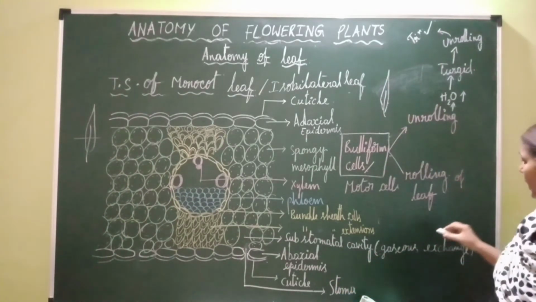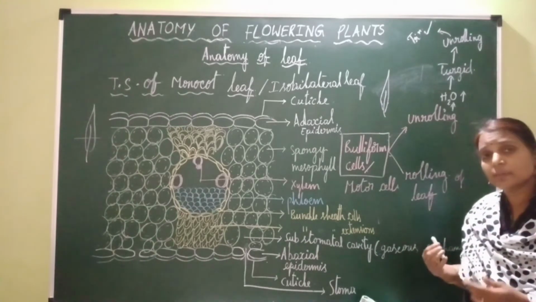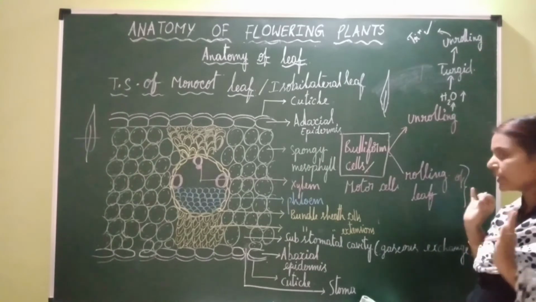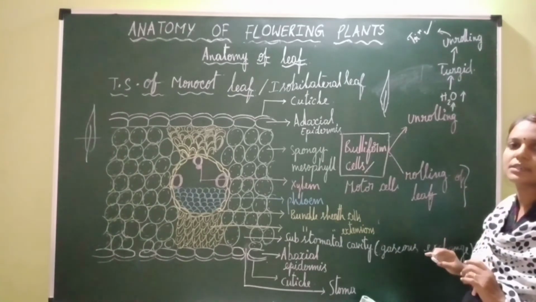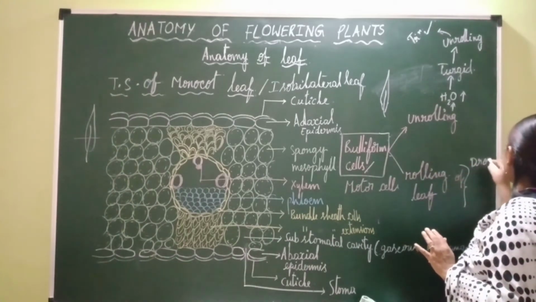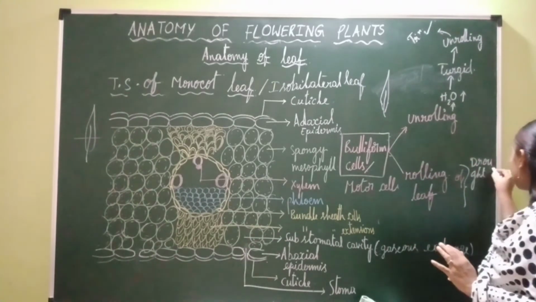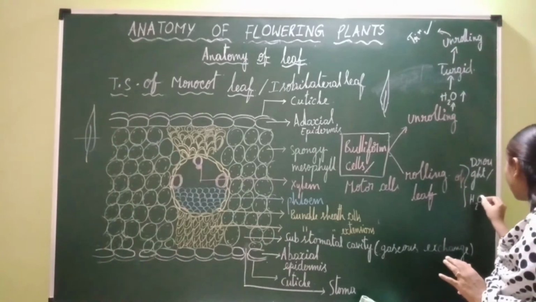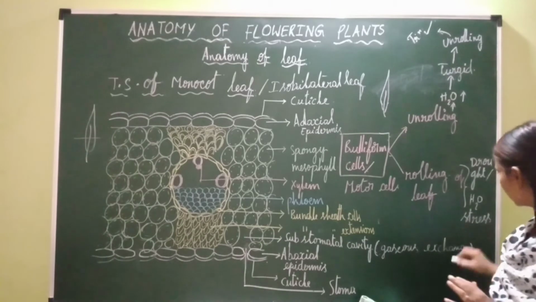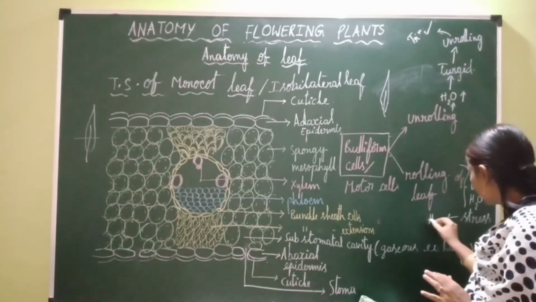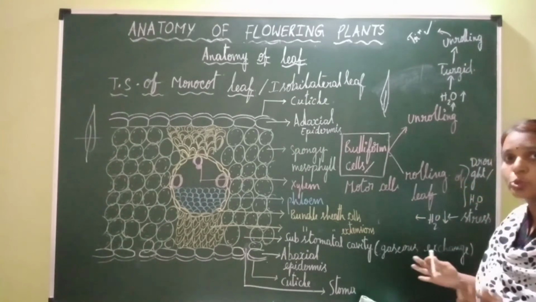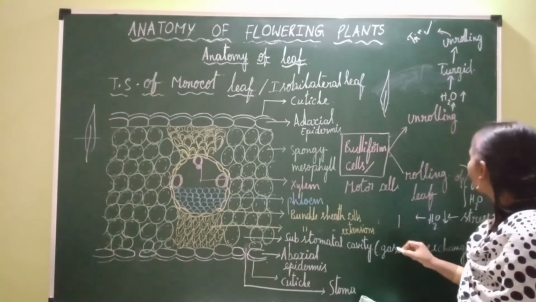Rolling of the leaf. When less amount of water is available to the cell, that means under water stress conditions, drought or water stress conditions, what happens? The amount of water present in the plant body will be less. So when the water amount present in the plant body is less, what happens? These bulliform cells lose water and they become flaccid.